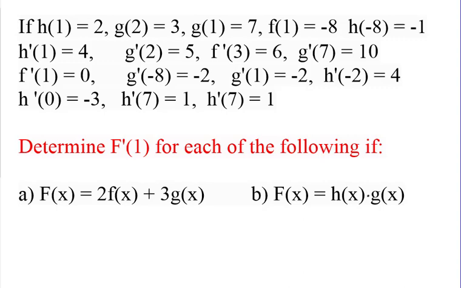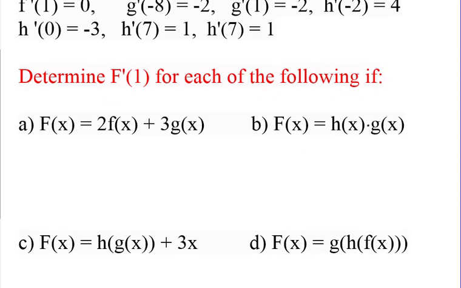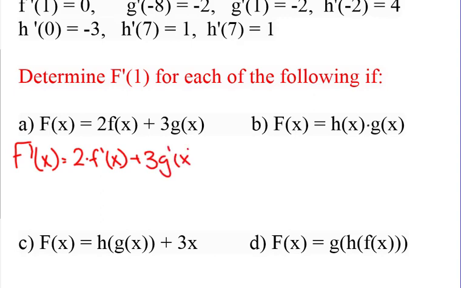this next one. There's a bunch of information that we're given. We're asked to determine f prime of 1 for each of the following. Our first one, we want to think, what type of derivative rule is that? Well, that's just our power rule. So our capital F prime of x is just going to be 2 times f prime of x plus 3 times g prime of x. And our x is going to be at 1.